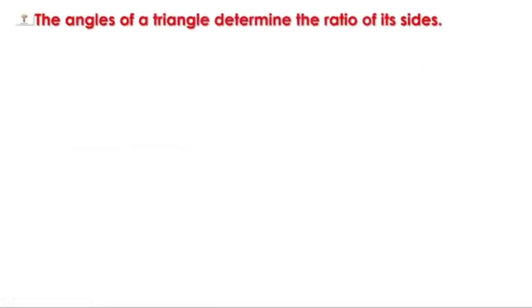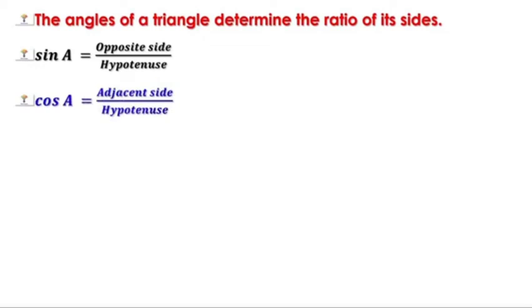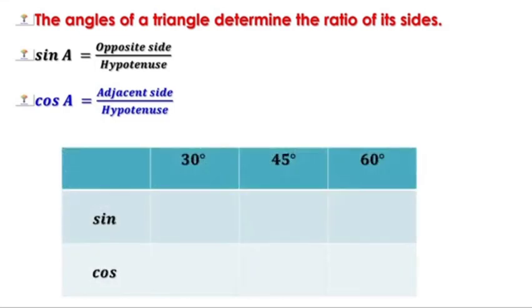That is, the angles of a triangle determine the ratio of its sides. Sine of an angle A is equal to opposite side divided by hypotenuse. And the second one is cos of an angle A is equal to adjacent side divided by hypotenuse. These three are the important properties we learned today.